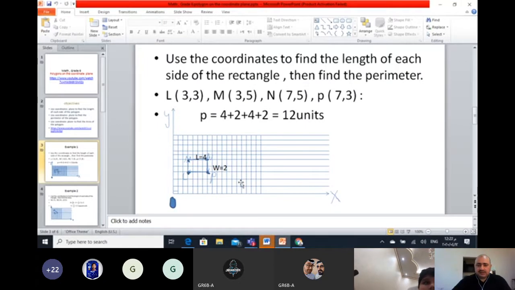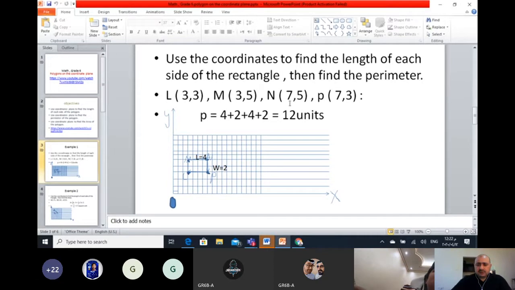So start from the 7 in x, 1, 2, 3, 4, 5, 6, 7 from here. Then go up 5 units. 1, 2, 3, 4, 5. This is the third point. This is N. The last one, P, (7, 3), 7 in x and 3 in y. Start from the 7 in x. Then go up 3. 1, 2, 3. The point will be here. So this is P.